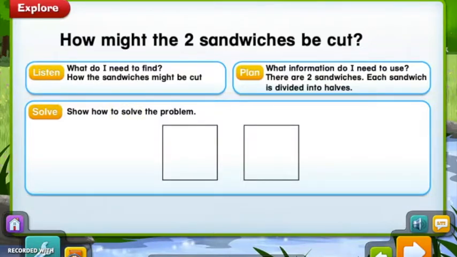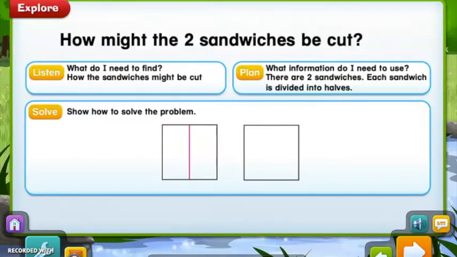Let's use 2 squares to represent the 2 sandwiches. Click the first square to show a way to cut it into halves. So just take a second to think, how could you cut this sandwich into halves? I'm going to give you about 10 seconds to think of a way, and then we're going to see how they decide to cut it. All right, and let's see if one of the ways that you were thinking of is the same thing that they were thinking of. The square is divided into 2 equal parts, so it's cut into halves.